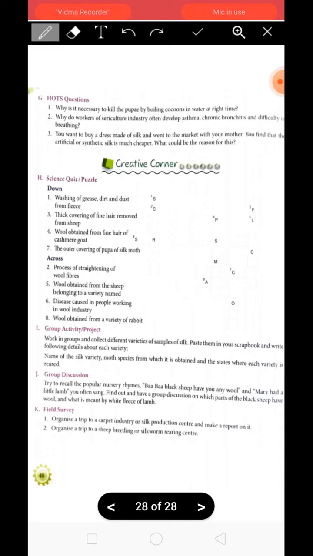So it is cheaper, whereas if we are going to buy a real or original silk, it will be too costly. Why? Because it takes a long time period to cultivate the silkworm, then to obtain the cocoon, and after that to obtain the silk thread. Understood? In the process of obtaining silk thread, we kill numerous cocoons. So it will be really very costly, right?